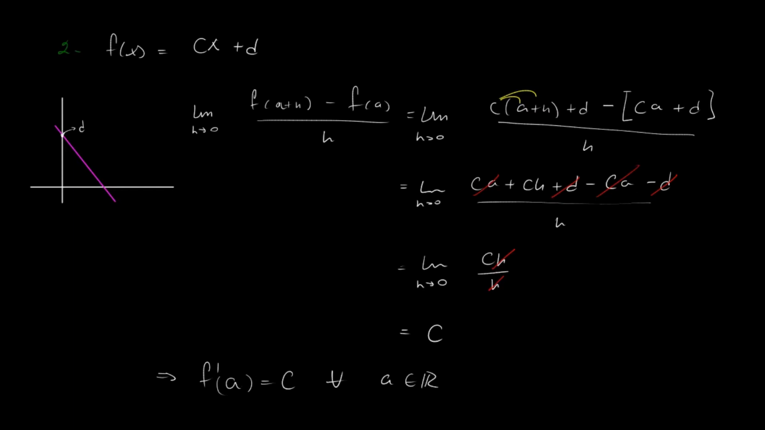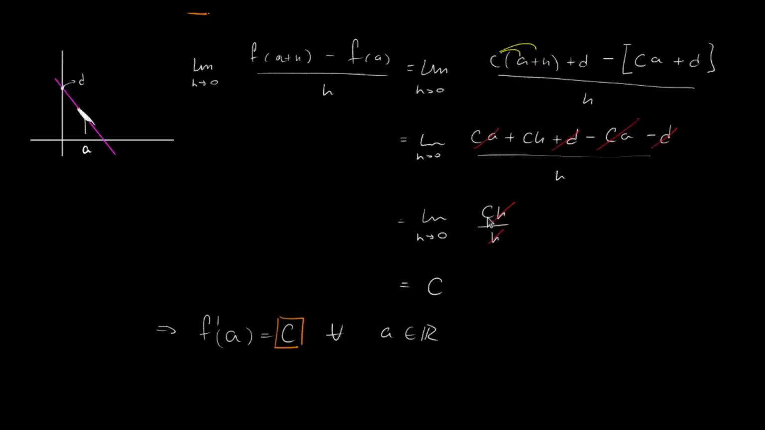And again, this makes sense because if I take this number to be a, the tangent line for this point is the same function. And we know what the slope for a linear function is. That slope is c. So it makes sense for the derivative to be the same number c. So let's move on to a more advanced example.